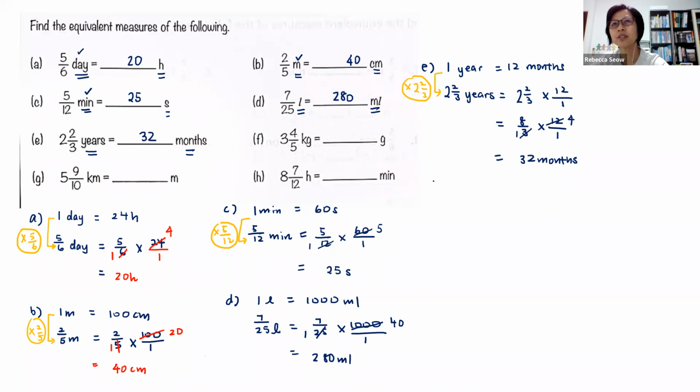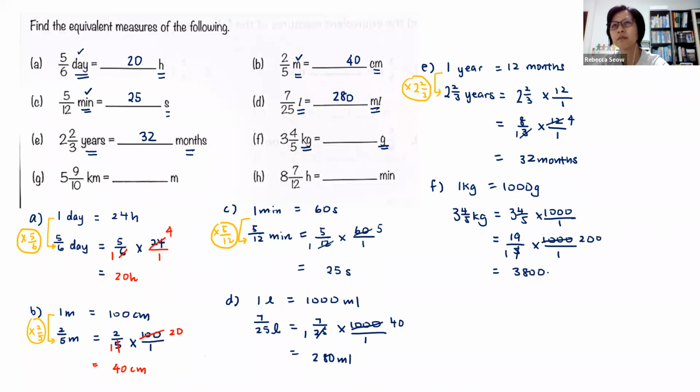For F, let's take a look. 3 and 4/5 kg equals question mark grams. We are doing a conversion of kilograms to grams. Instead of 1, I'm replacing it with 3 and 4/5. So I take 3 4/5, multiply by 1,000, convert 3 4/5 into an improper fraction, simplify, and there it goes.